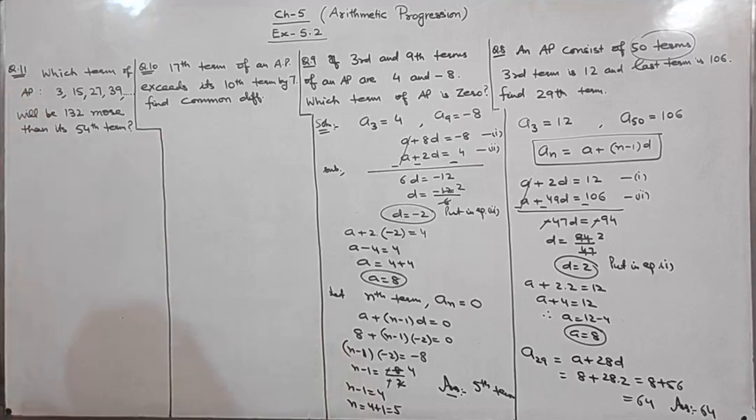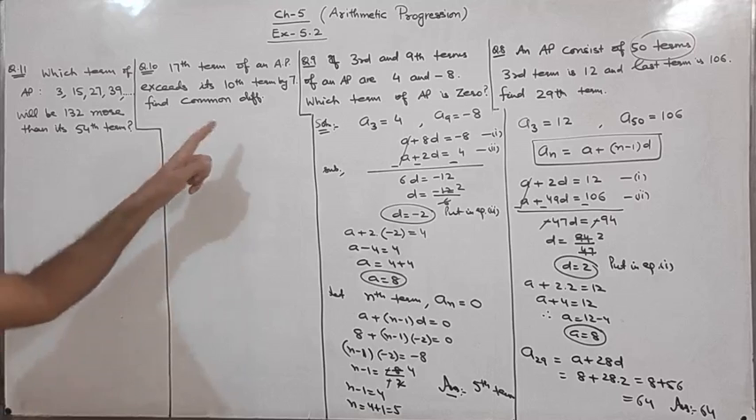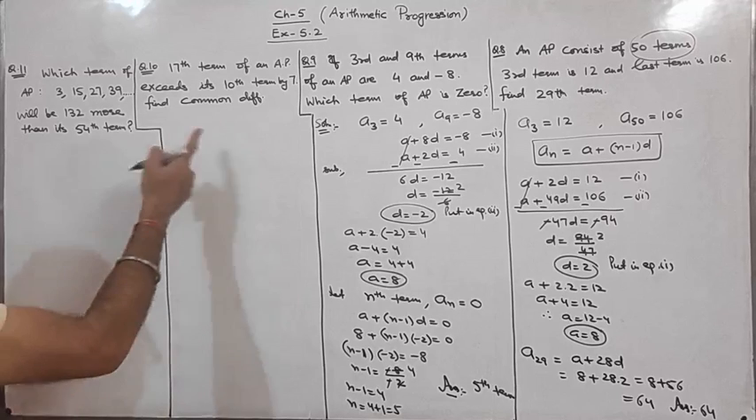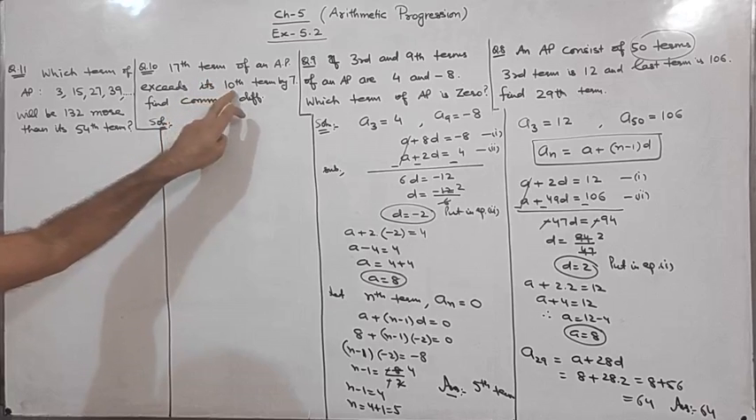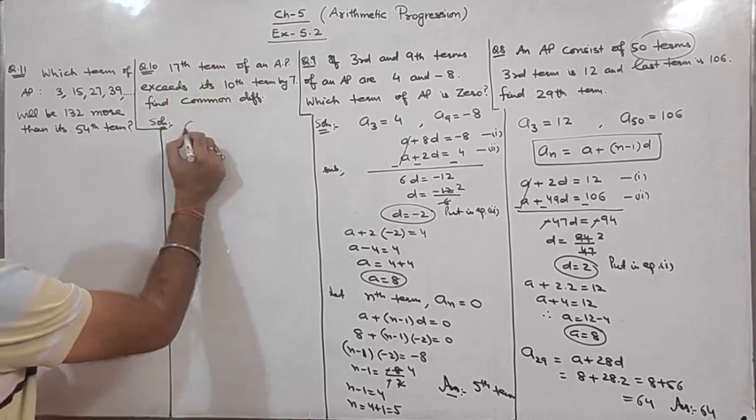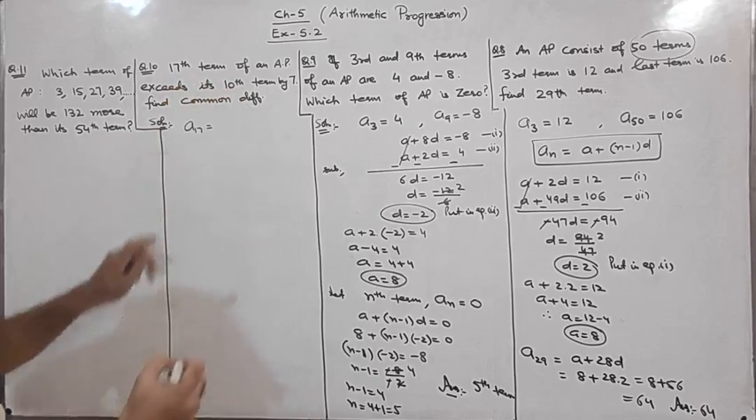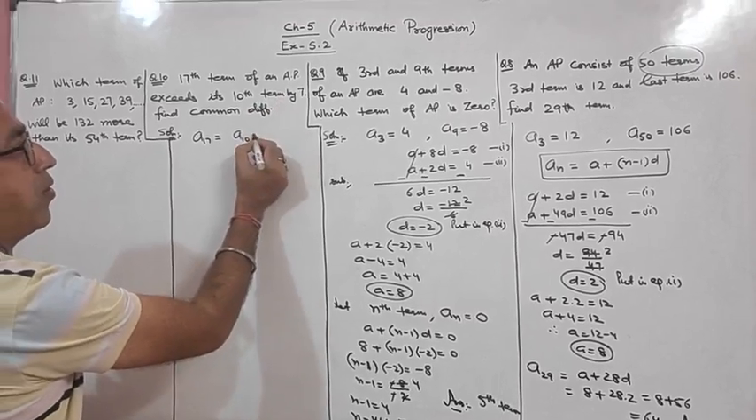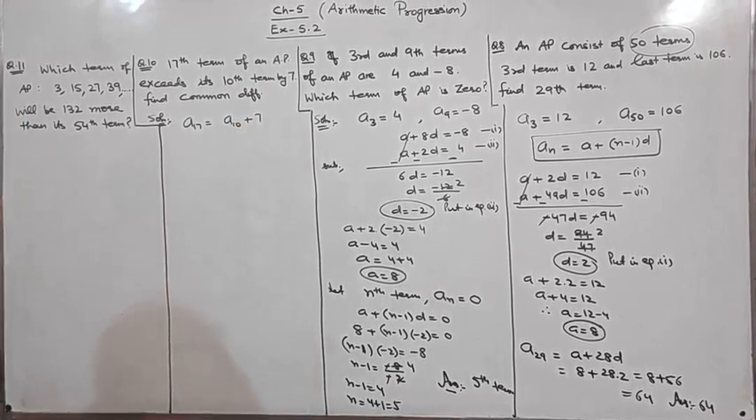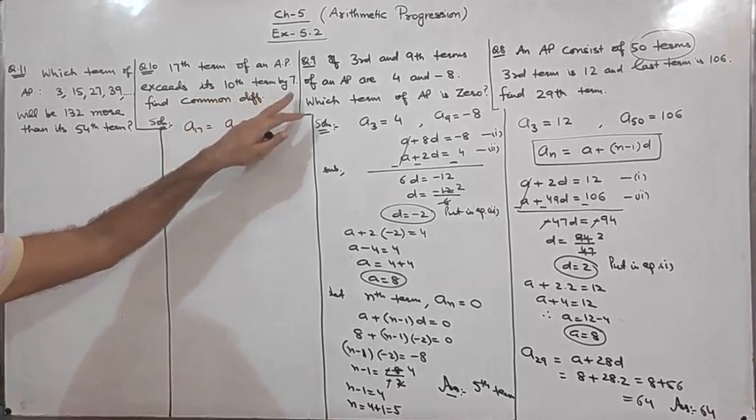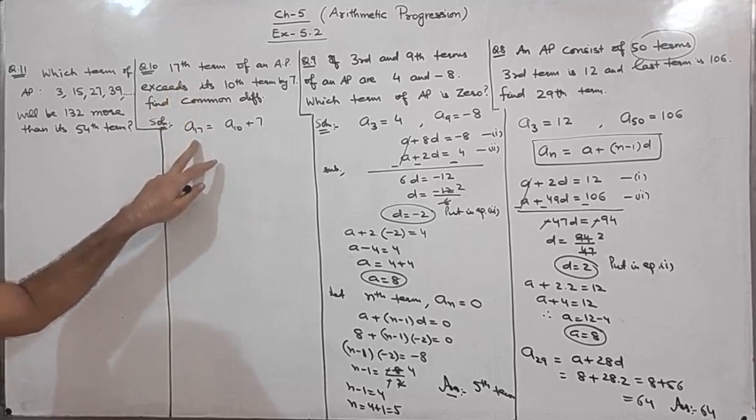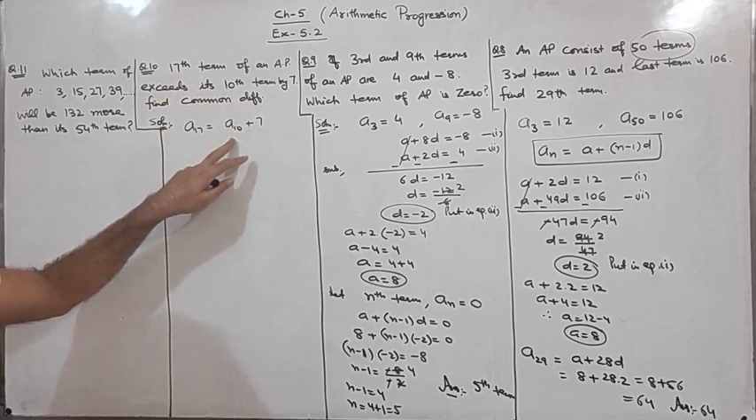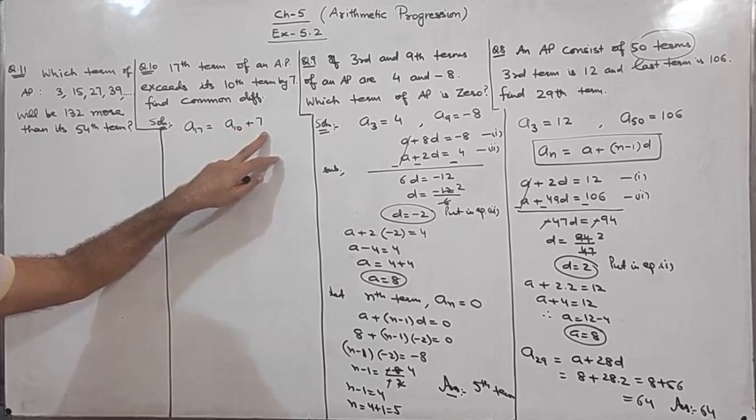Now come to question number 10. The 17th term of an AP exceeds its 10th term by 7. Find the common difference. First of all, write this expression in the form of an equation. The 17th term, it means a17, exceeds the 10th term, it means a10, by 7, so it means plus 7. We write it in mathematical form, equation form. The 17th term a17 exceeds its 10th term a10 by 7. So for exceeds we use plus, equal to.